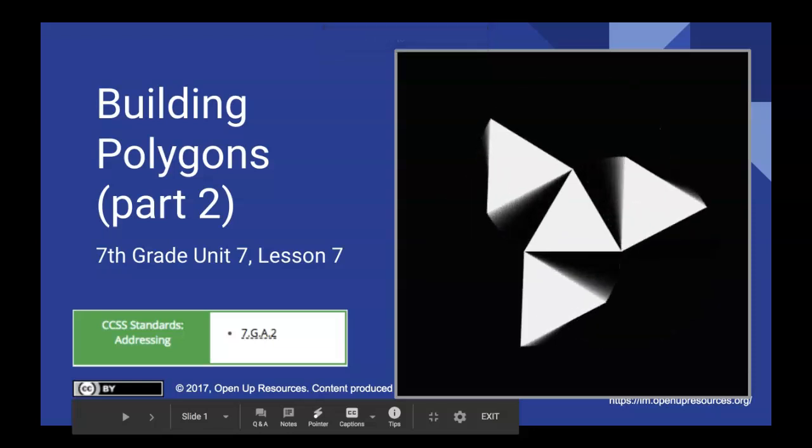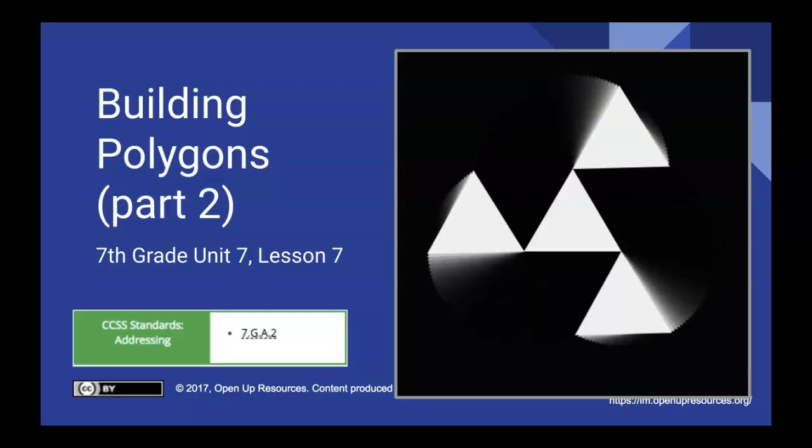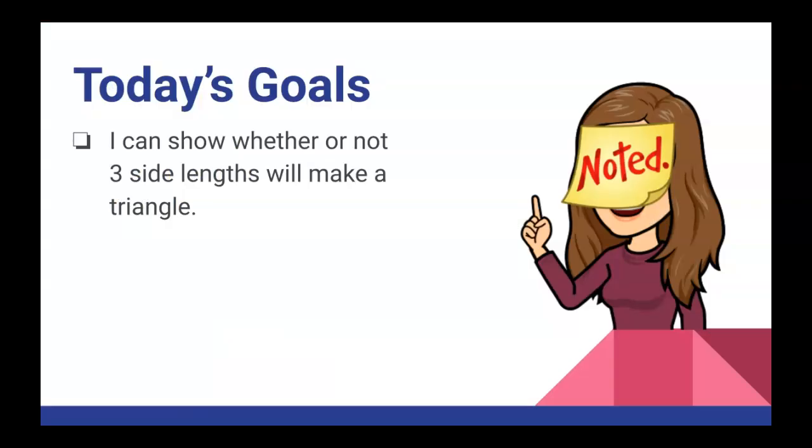In this lesson, we're going to focus on 7th grade Unit 7, Lesson 7, and we're really going to look at the triangle inequality theorem today. So today's goal is I can show whether or not three side lengths will make a triangle. That's what we're really trying to figure out. So I want to start off today by just exploring.